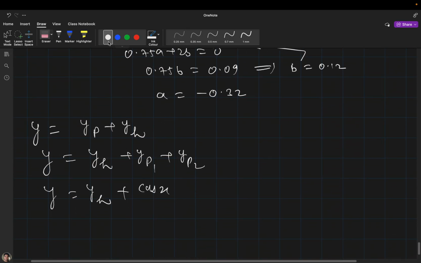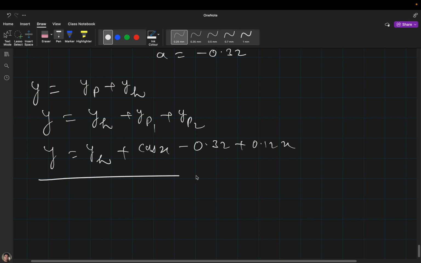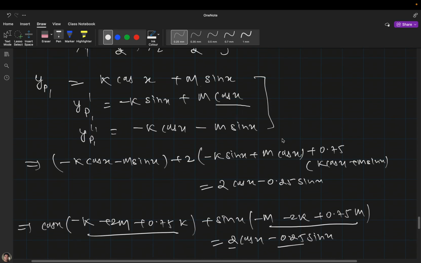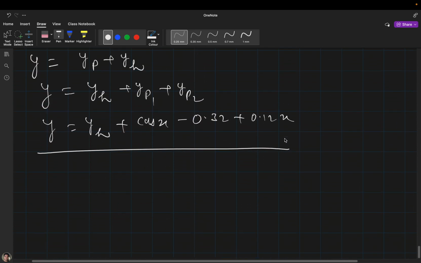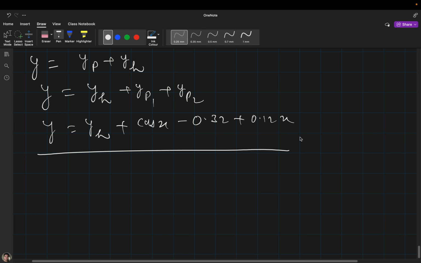So minus 0.32 plus 0.12x. This is the solution. And in the place of yh, you can directly write this. Okay, so this is the complete solution if you want to use the superposition principle. Fine? Tell me, any problem here?